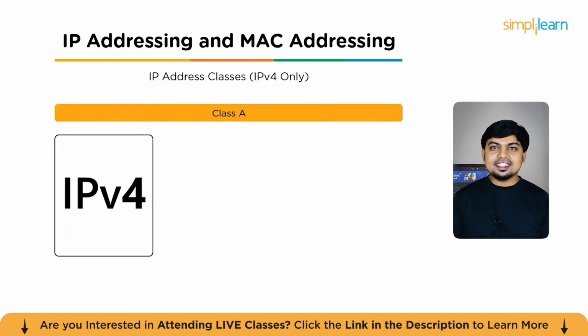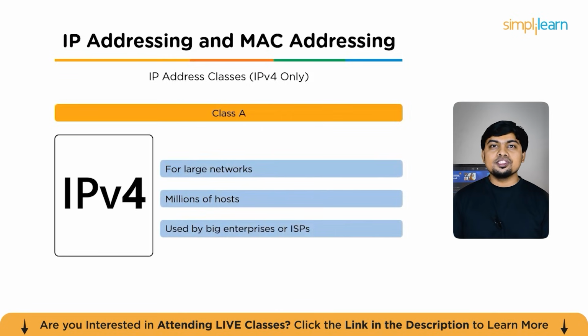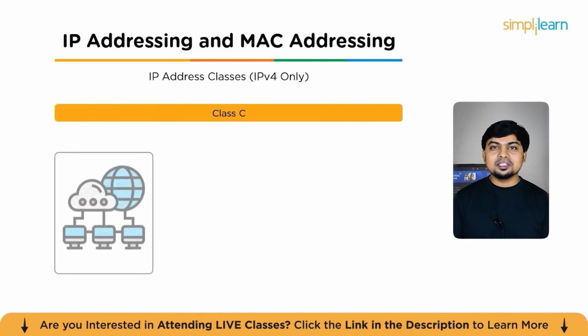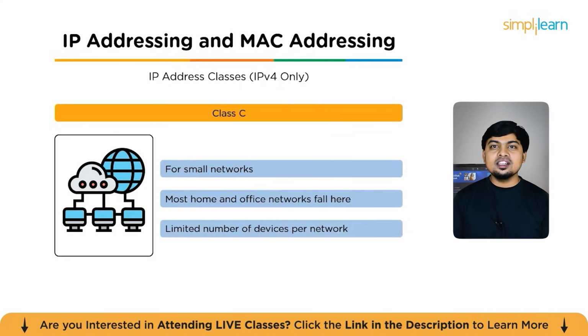So, before IPv6, IPv4 networks use classes to allocate address ranges. Class A for large networks, millions of hosts, used by big enterprises or ISPs. Class B for medium-sized networks: universities, corporations, government offices, and a lot more like that. Class C for small networks, most home and office networks fall here. Limited number of devices per network.